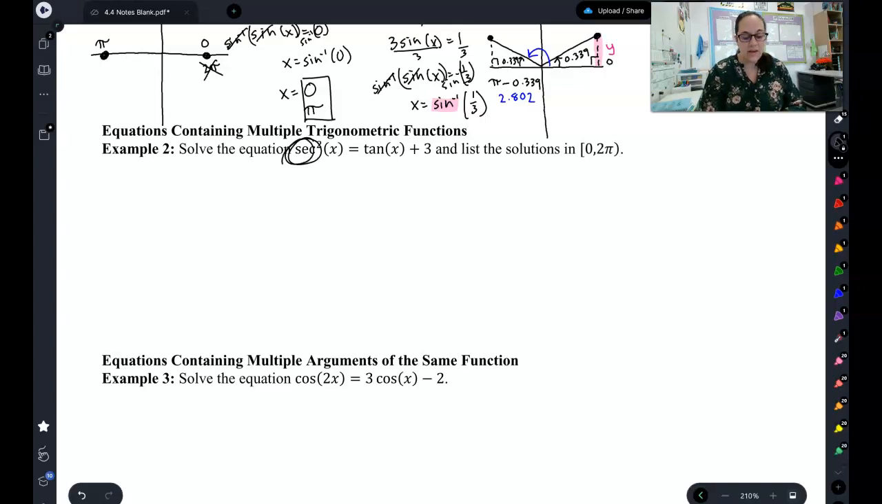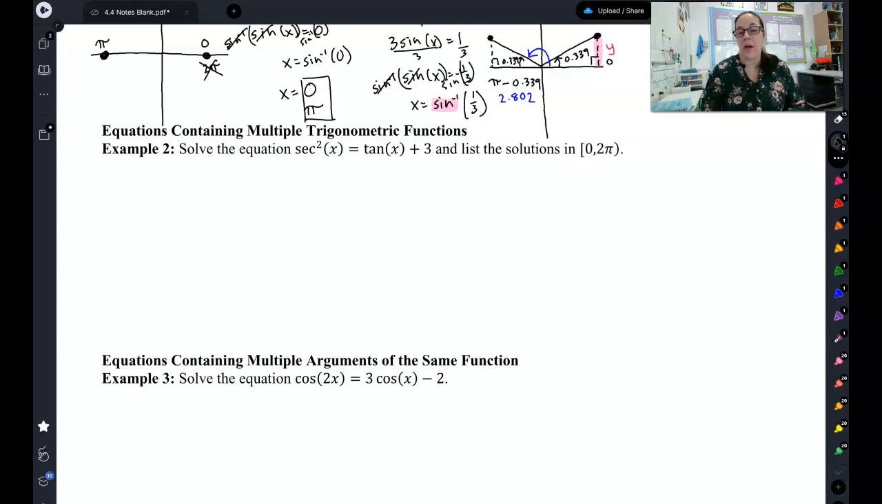I have secant happening here and I have tangent happening here. Now, one thing to note, we don't like when there are multiple trig functions. We don't like that at all, not one bit. So the first thing I'm going to do is use a trig identity to get these to all be the same trig function. So I either need to change secant squared to something with tangents, or I need to change tangents to something with secants.